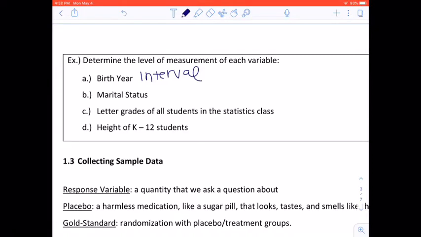Marital status, this is married, single, divorced, widowed. Everything starts off as nominal. Can you put those in any kind of order and it makes sense? No, we have no order. You see those different options listed most of the time on different applications and things along those lines. So that would be nominal.